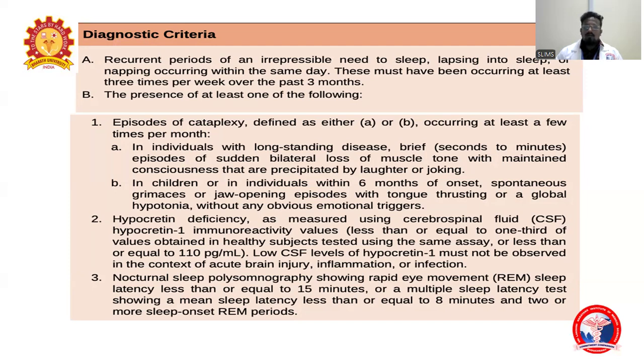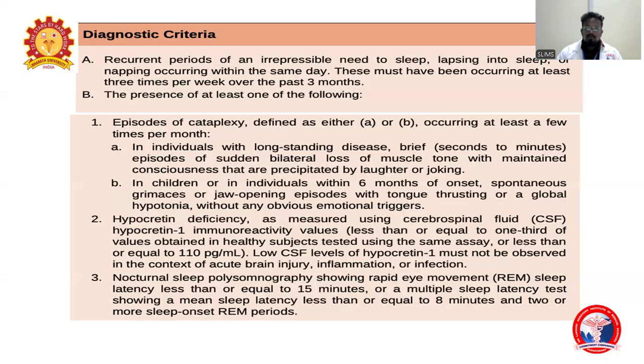In an individual with long-standing disease, brief episodes of seconds to minutes of sudden bilateral loss of muscle tone with maintained consciousness. The patient will have consciousness, but there will be a sudden loss of muscle tone precipitated by laughter or joking. After vigorous laughing or joking, the patient might have cataplexy-like symptoms. In children or individuals within 6 months of onset, spontaneous grimaces or jaw opening episodes with tongue thrusting, or global hypotonia without any obvious emotional triggers.